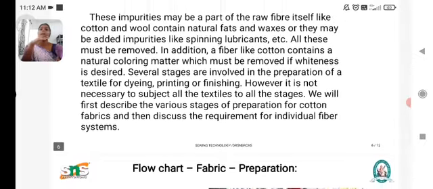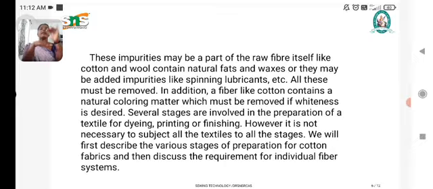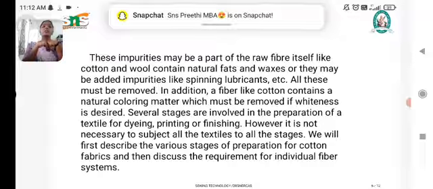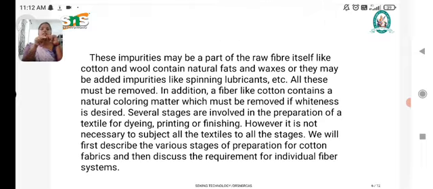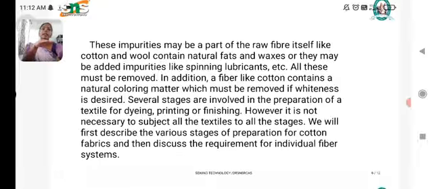These impurities may be a part of the raw fiber itself, like cotton and wool, which contain natural fats and waxes, or they may be added impurities like spinning lubricants, etc. All this must be removed. In addition, a fiber like cotton contains a natural coloring matter which must be removed if whiteness is desired. Several stages are involved in the preparation of textiles. We will first describe the various stages of preparation for cotton fabrics and then discuss the requirements for individual fiber systems.